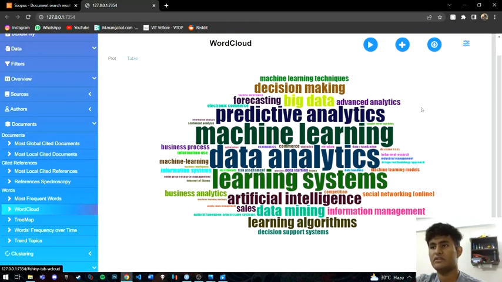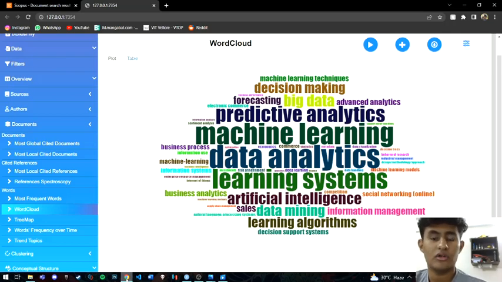Here we can see the word cloud for our exported dataset in biblioshiny, and looking at the size of the words, we can infer that keywords such as predictive analysis, machine learning, data analytics, and learning systems were the ones that were seen most in the articles, while words such as natural language processing systems, Internet of Things, and information use did not see much use in the articles.